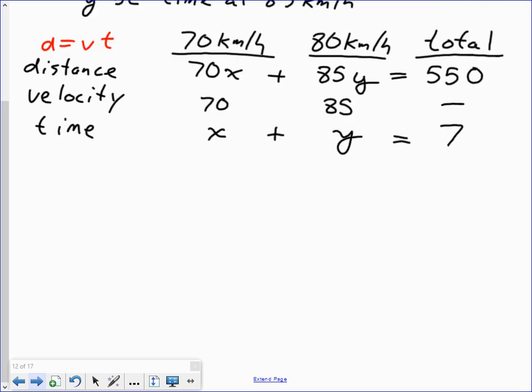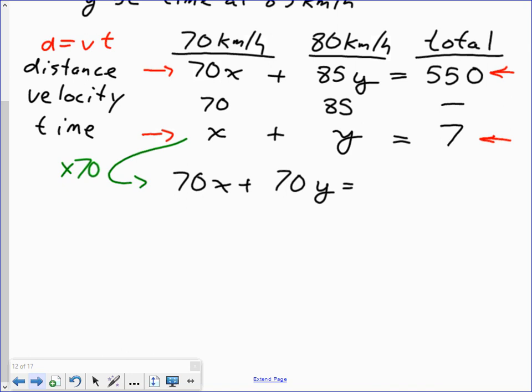Solving this one is going to be exactly the same as solving the last one. We have, again, our two equations here and here. We're going to want to use elimination. And so to use elimination, we are going to take our second equation and multiply it by 70 to get the coefficients on x to match. 70x plus 70y equals 7 times 70, 490. Our second equation, we're just going to copy it from above.